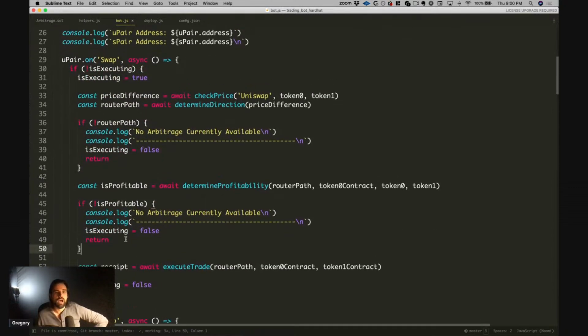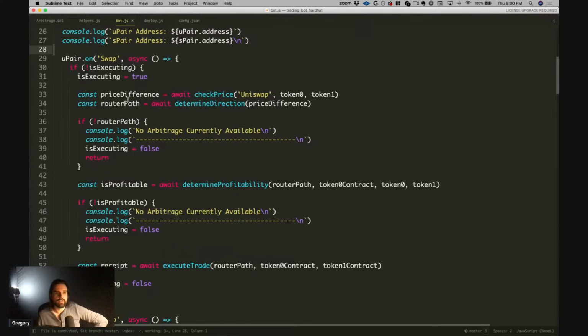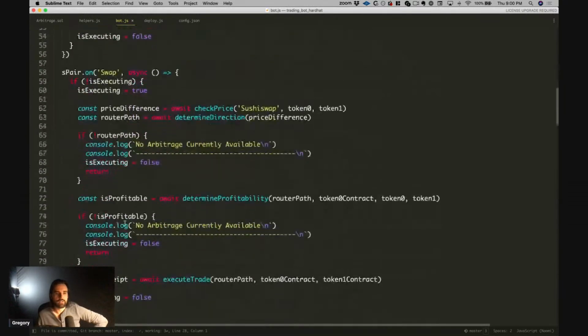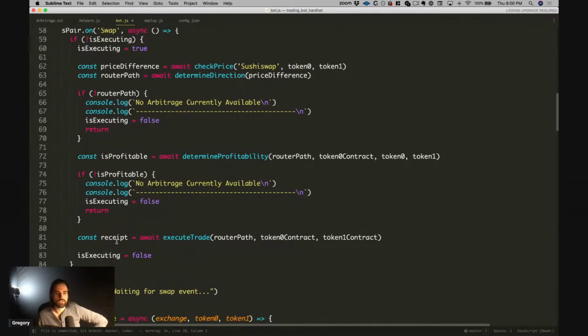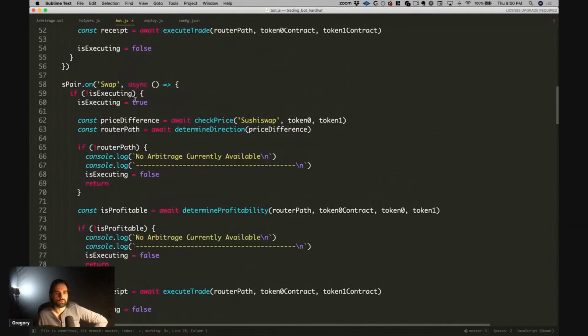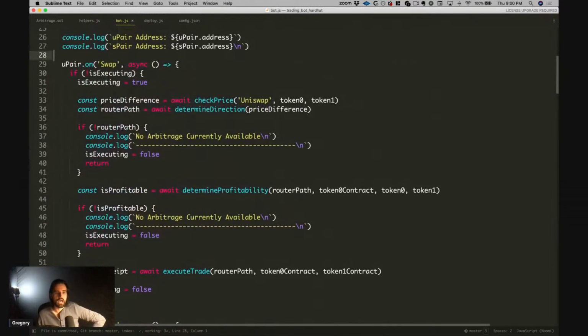I'm going to go through it first for the Uniswap side. It's basically the same thing for Uniswap and SushiSwap, just with opposite directions, so I won't belabor the point for SushiSwap. Let's look at how it handles Uniswap trades. First, it checks a variable that says is executing true, because you don't want a reentrancy problem. If you are executing, it'll just stop.